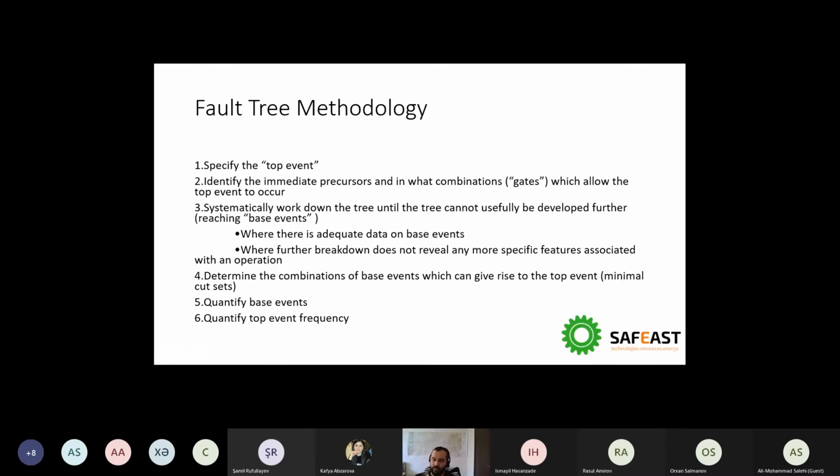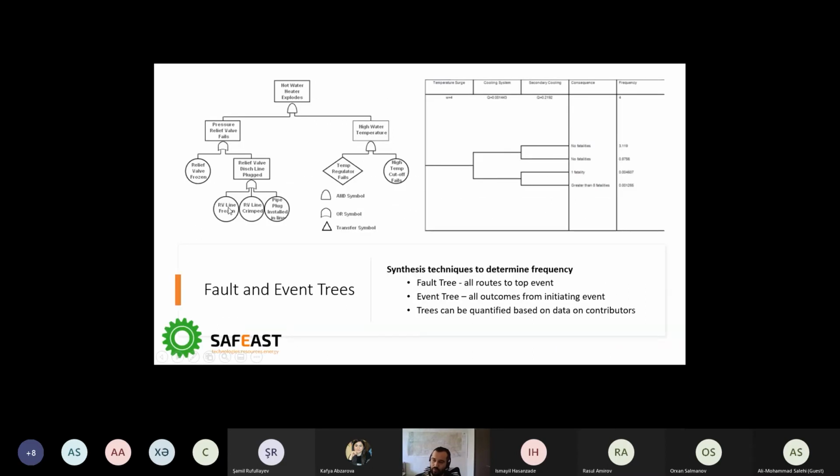And then you basically quantify base events, and then you quantify all these base events, what's the frequency or probability for each. Then based on that, and using a combination of these OR and AND gates, you calculate the frequency of the top event.